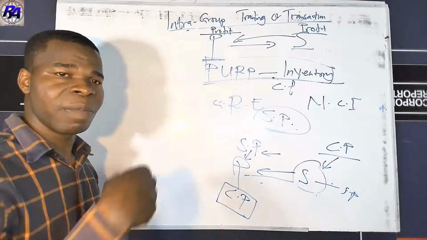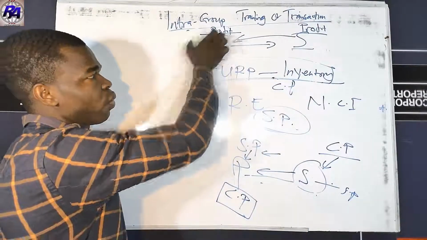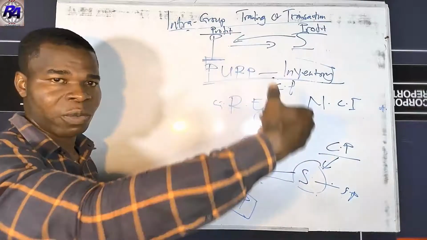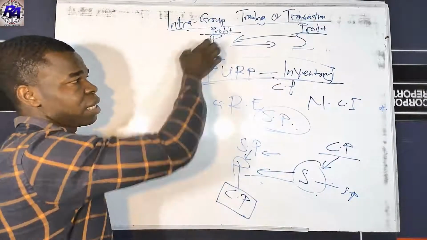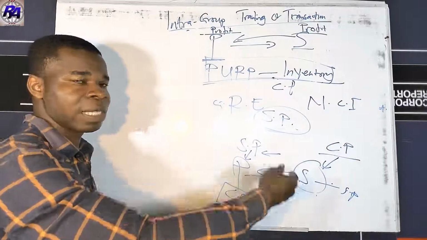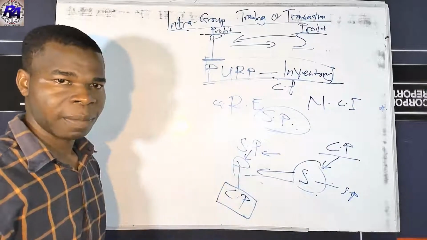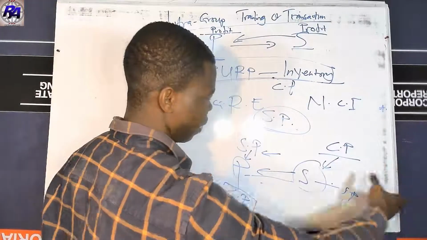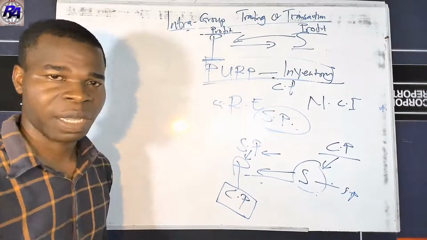And remember that the person making the sales is the one that is going to bear the unrealized profit. So the unrealized profit is calculated in respect of the person selling to the other, because the person selling is the one making the profit. Because the one who buys the group will sell to an outsider, and there is no unrealized profit in that regard.